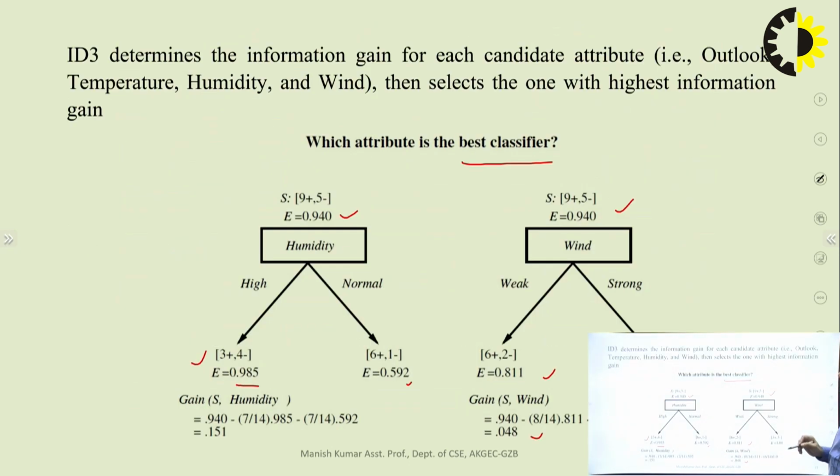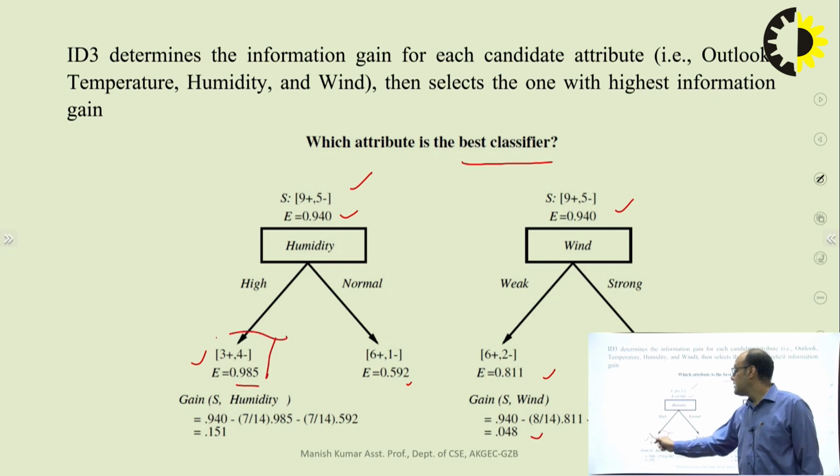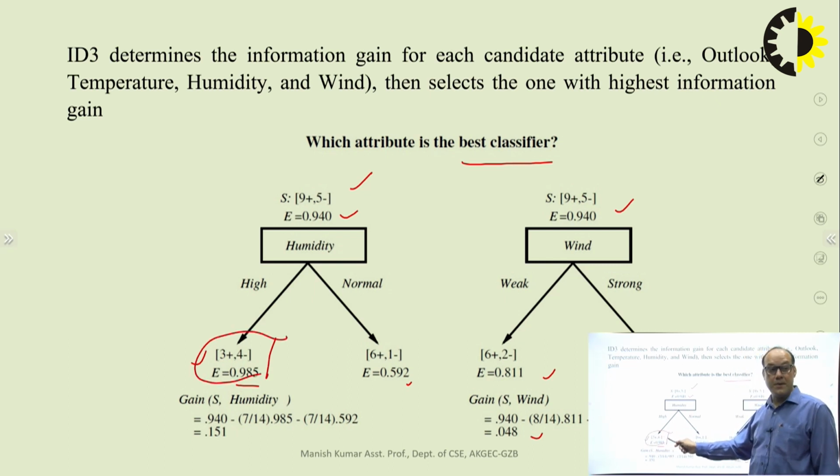For this example, after calculating, we find which attribute is the best classifier. See, S is 9 plus 5 minus for this humidity. Humidity has two values, high and normal. For the value high, how many positive and how many negative? 3 plus and 4 minus. We will calculate in the same manner.